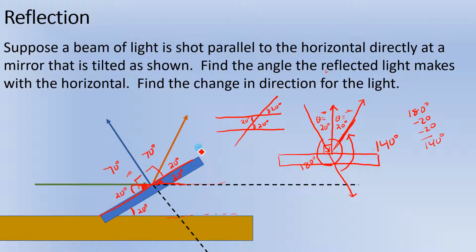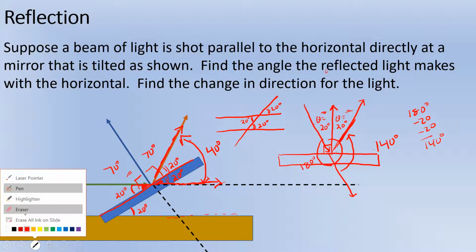So if I'm looking for the angle that the reflected light makes with the horizon, it's going to be that angle, which is going to be the sum of these two pieces, 20 plus 20, which is 40. And then it asks for the change of direction of light. Now, in this case, originally it was going this way, and now it's going this way. So my change in direction in this example is also 40 degrees.